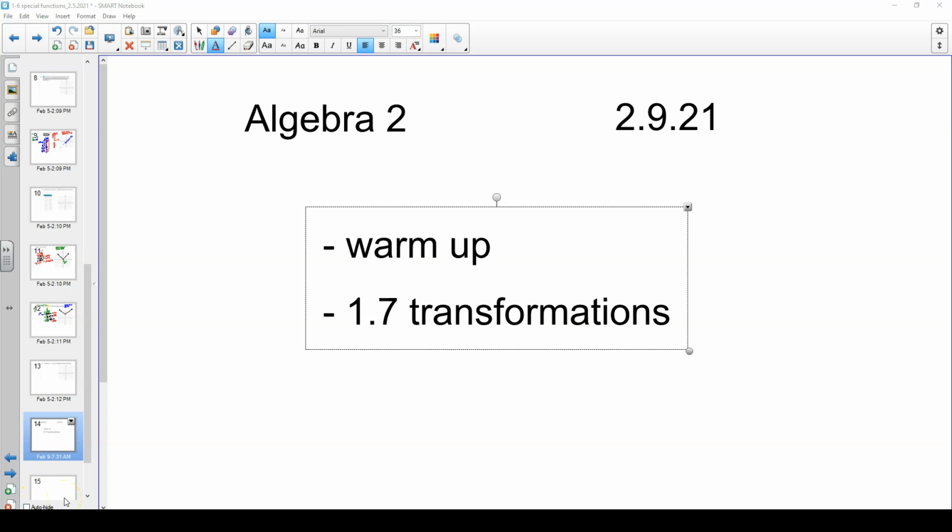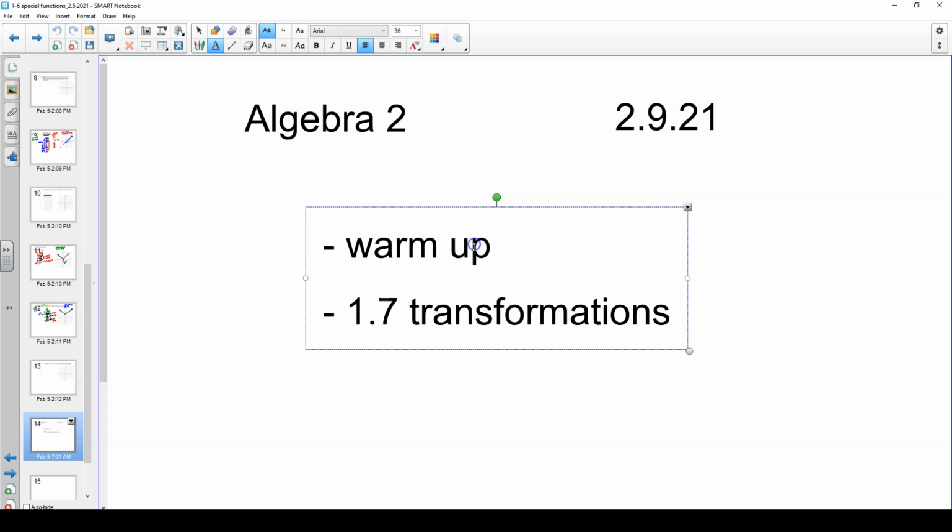Of course, I'm not here today, so this is our agenda for today. We're gonna have a warm-up. You're gonna take notes on 1.7, which is, I think, our last section in chapter 1. So you need to follow along here. If you want to pause the video, go back and forth, feel free to do that.